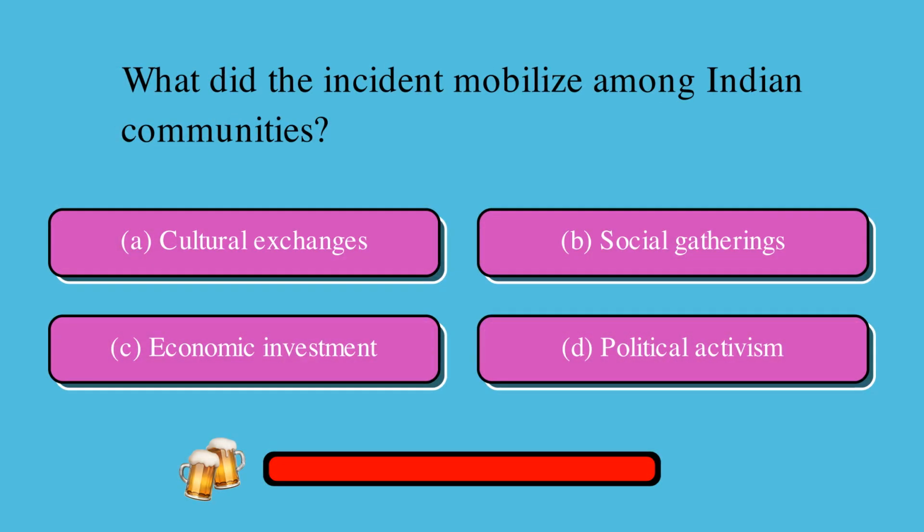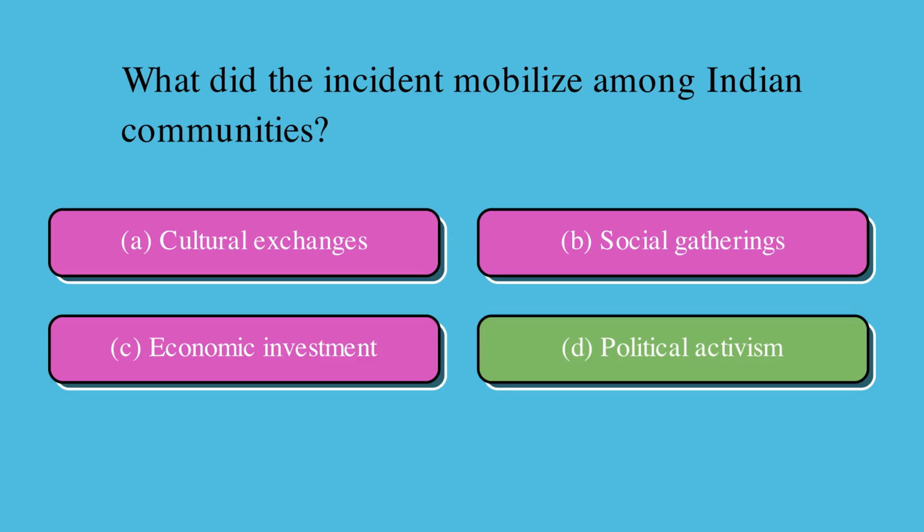What did the incident mobilize among Indian communities? Is it A. cultural exchanges, B. social gatherings, C. economic investment, or D. political activism? The correct answer is D. political activism.